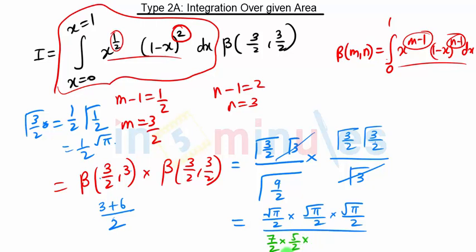Gamma of 5 by 2 is nothing but 5 by 2 minus 1, that is 3 by 2, into gamma of 3 by 2, and gamma of 3 by 2 is nothing but root pi upon 2. So one root pi upon 2 and root pi upon 2 will get cancelled, and we get root pi into root pi, which will be pi, and this half will get cancelled, this 2 and this 2 will get cancelled, and in the denominator we have 7 into 5 into 3, which is nothing but 105, and this 2 will go in the numerator, which will be 2 pi upon 105.